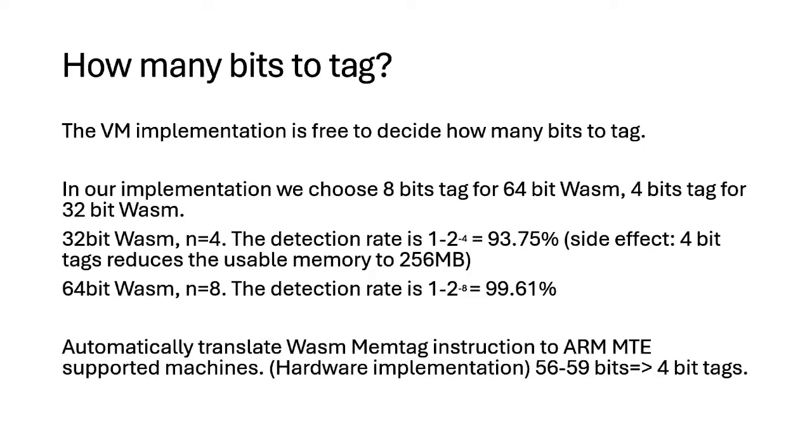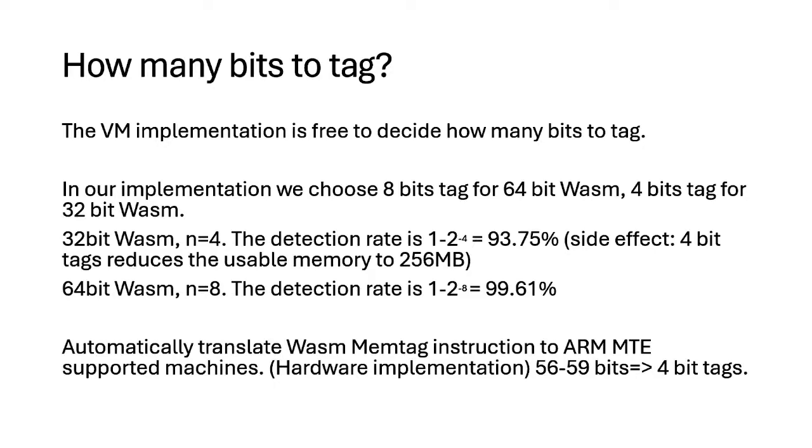But when you do need 64-bit memory, you need 8-bit tags. Then you won't have this reduced memory, because the memory address is too big, and the detection rate will be 1 minus 2 to the minus 8, which is 99.61%. That basically means you can always detect the bug in the program.